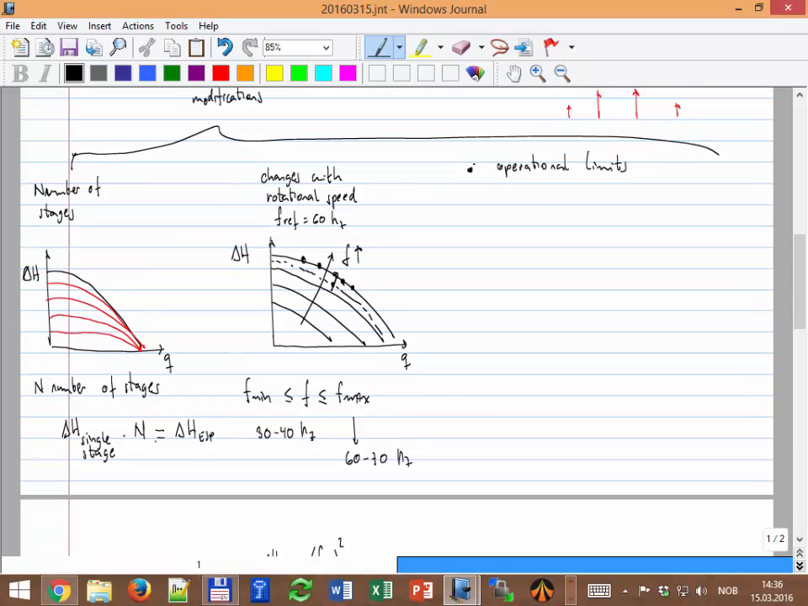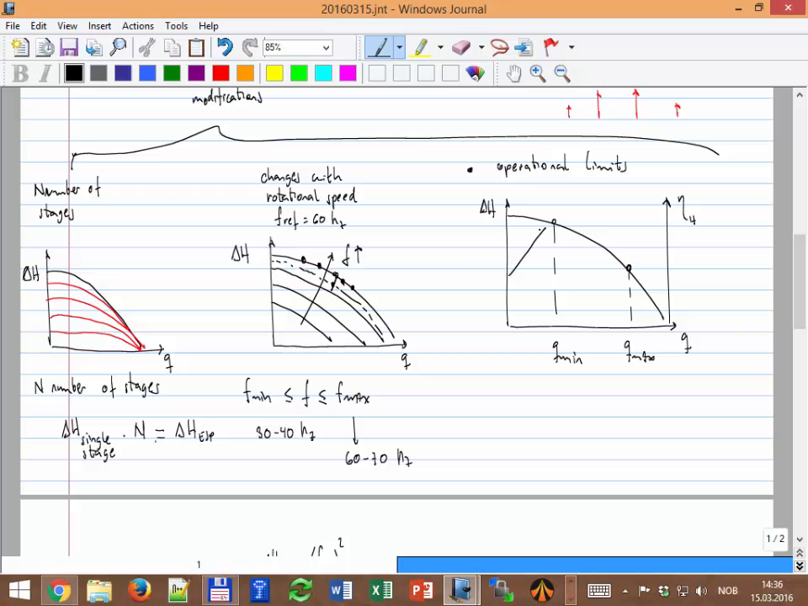Now talking a bit about operational limits. Pumps, as I told you last class, have a region with two points, a Q min and a Q max, where it's recommended to operate. All the time you have to operate between these two, minimum and maximum. Why? Because we plot here on top of the same plot the hydraulic efficiency of the pump, which usually has a behavior like this.